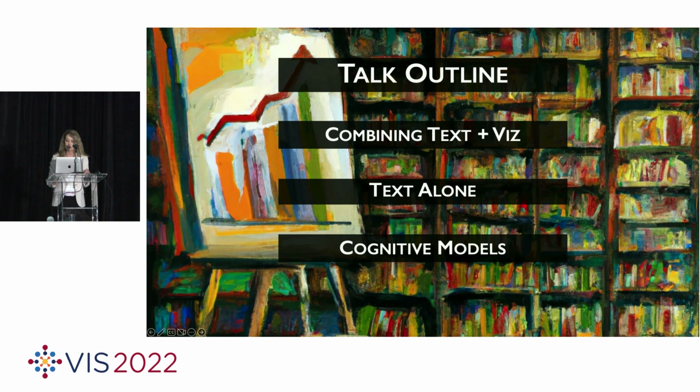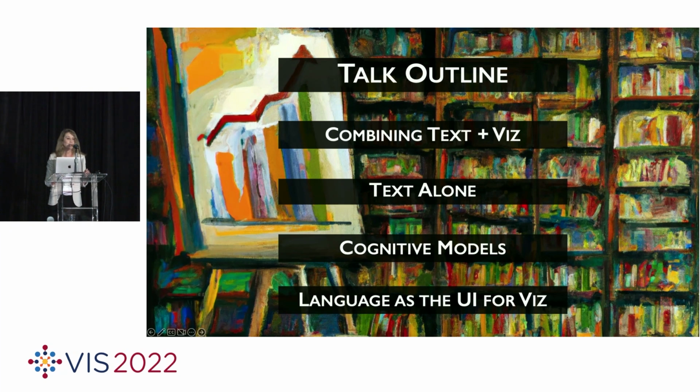Cognitive models are something else we should think about. Our toolkit for cognitive models is a little bit lacking when it comes to the combination of text plus visualization. And so I'm going to talk a bit about maybe we need more of these. And finally, language as the user interface for visualization. I'd like to reflect on the rather spectacular advances that are happening in natural language processing and speculate as to what this means for our visualization.